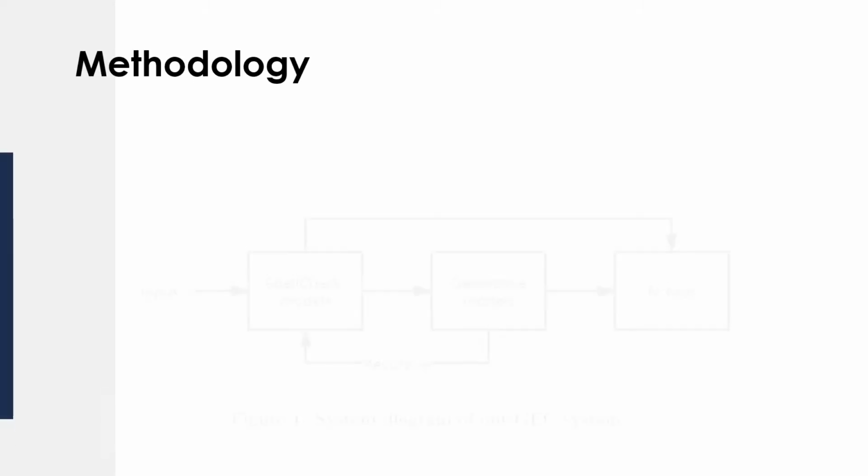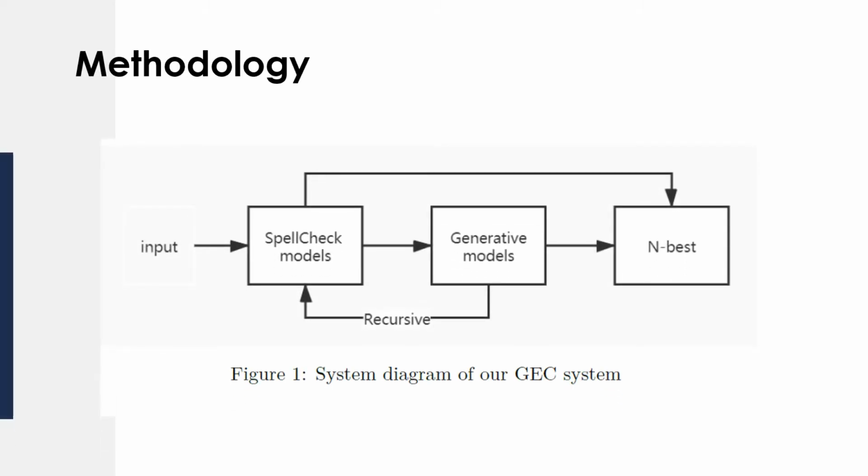Then it comes to our methodology. Here is the diagram of our GEC system, in which we gather raw data and the augmented data as input, go through the spell check models and generative models, and recursively repeat these 2 steps until we get all of the results, and use the rank method to get the best. Next, I'm going to talk about details of all of these 3 steps.